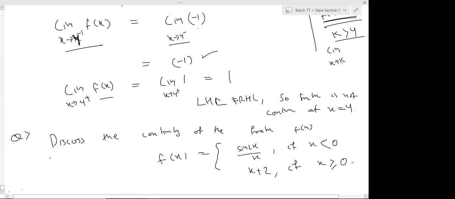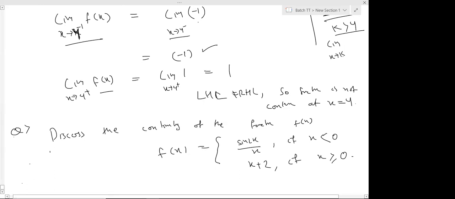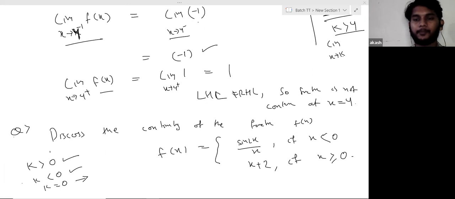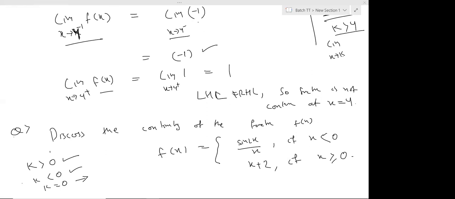All right, so again here you have to take cases: k more than 0, k less than 0, and k equals 0. This thing is very easy. You have to check the limit for both because the function is breaking at 0, right? All right, so I'll give you a few minutes, try to solve this.